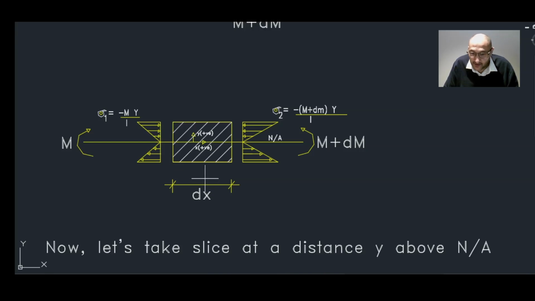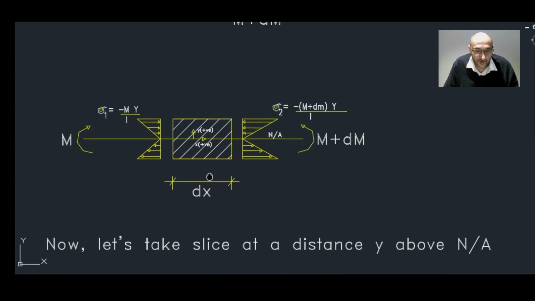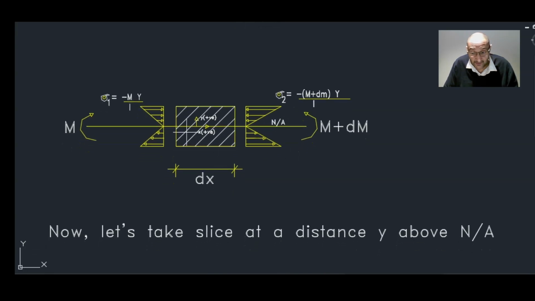So yeah, the other side would be exactly similar. We will have sigma 2 is equal to minus (M plus dM) y over I. And here, of course, the neutral axis in this case would pass through the geometrical centroid of the section. And I just left the direction of the moments here so you could visualize what is happening for positive bending. But generally, when we draw the normal stress diagram, we get rid of the directional arrows of the moments.